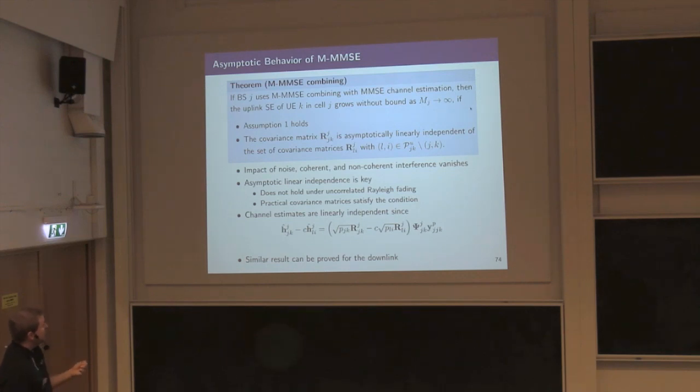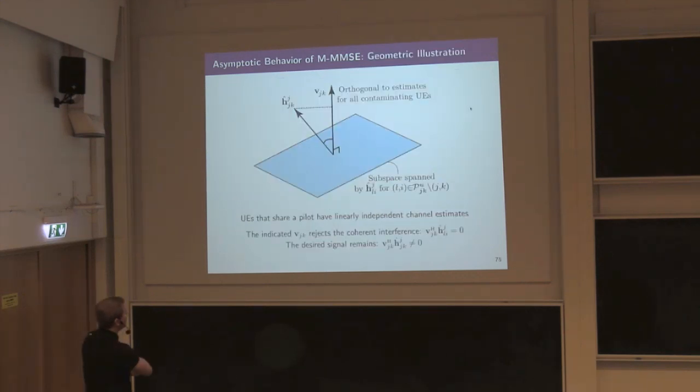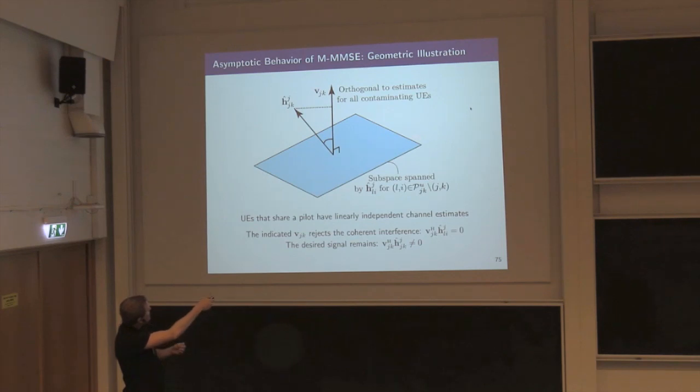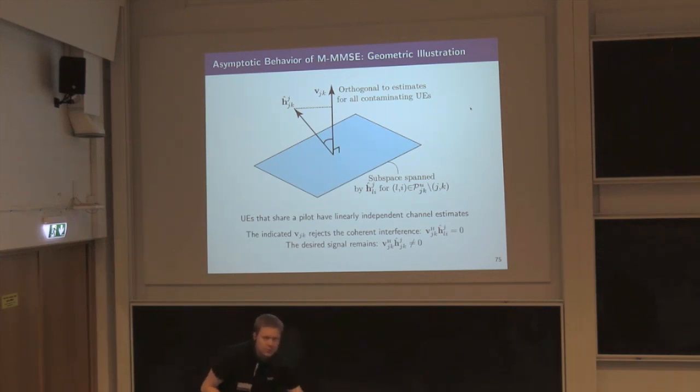Similar things can be proved in the downlink, and here is a description of that. Say that this plane here is the subspace spanned by the channel estimates of all of the other users that use the same pilot as me. So for my base station, I just gather those channel estimates. Here is the space that they are spanning. And then the estimate of my channel is pointing slightly in a different direction. It's not exactly in that plane, due to the asymptotic linear independence of the covariance matrices.